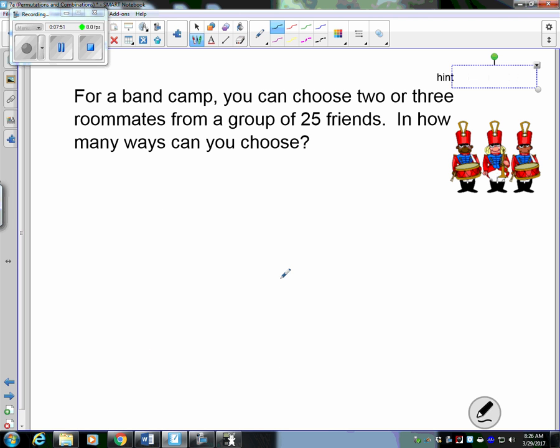Now, for band camp, you can choose 2 or 3 roommates from a group of 25 friends. How many ways can you choose this? So first we have to distinguish 2 or 3. It doesn't matter the order of those. So these are combinations.